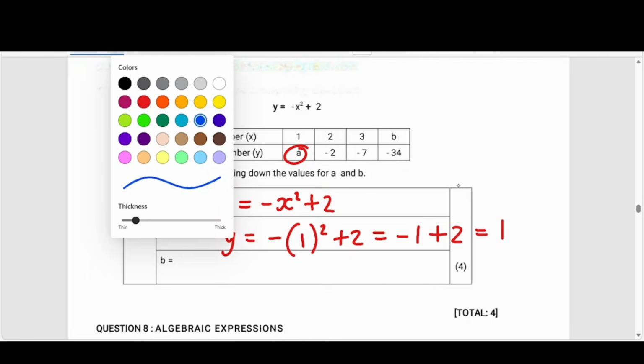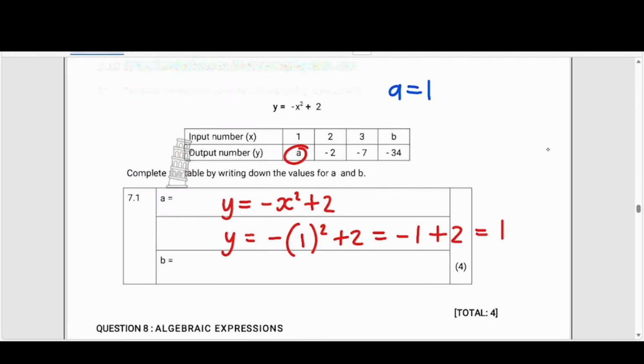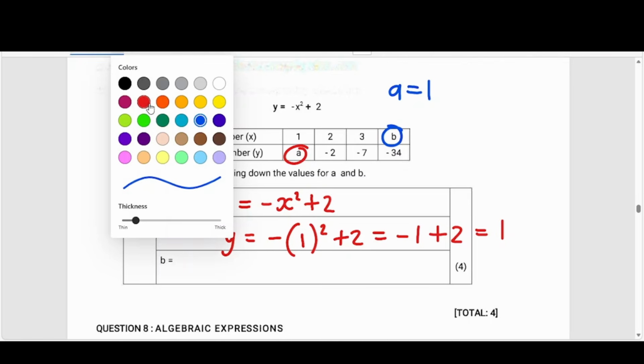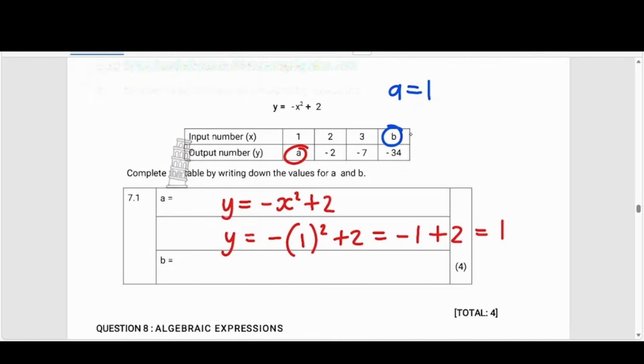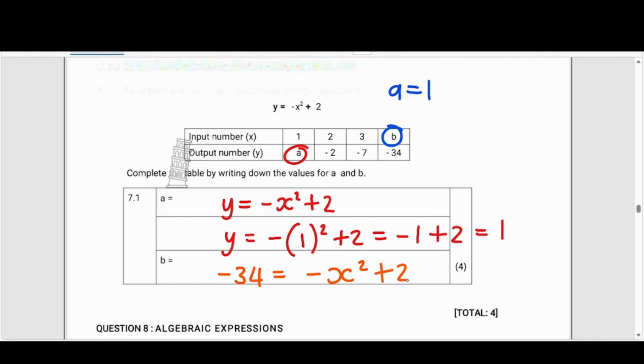So A is equal to 1. And then next, they want us to work backwards and find B. So when y is negative 34, we've got to work out x. So we're going to say negative 34 is equal to minus x squared plus 2.